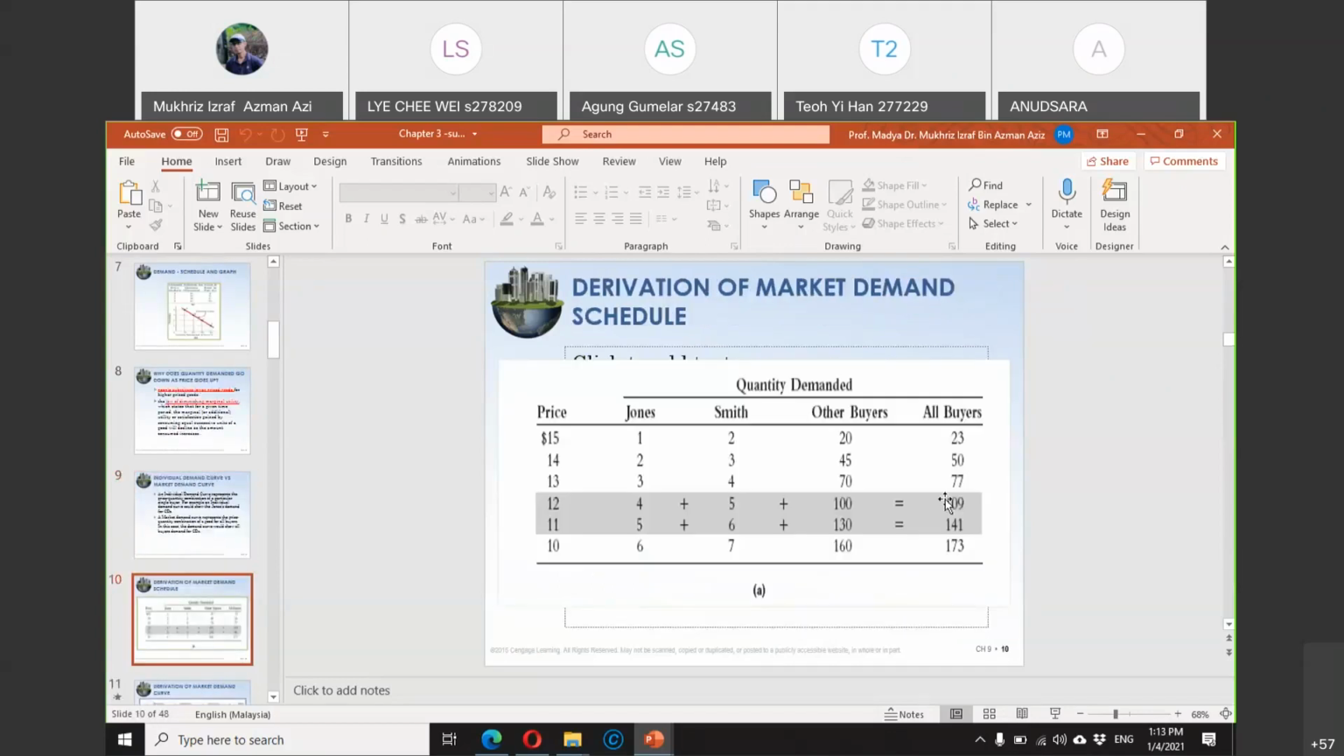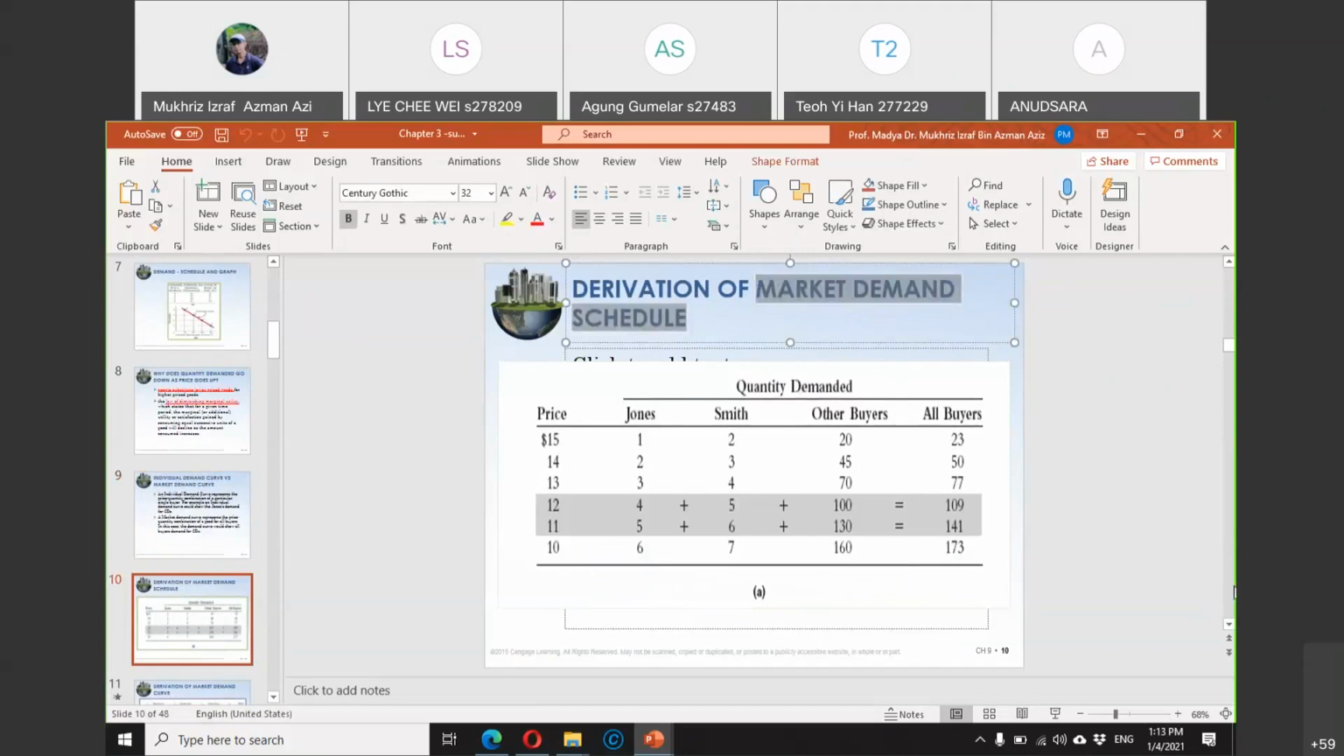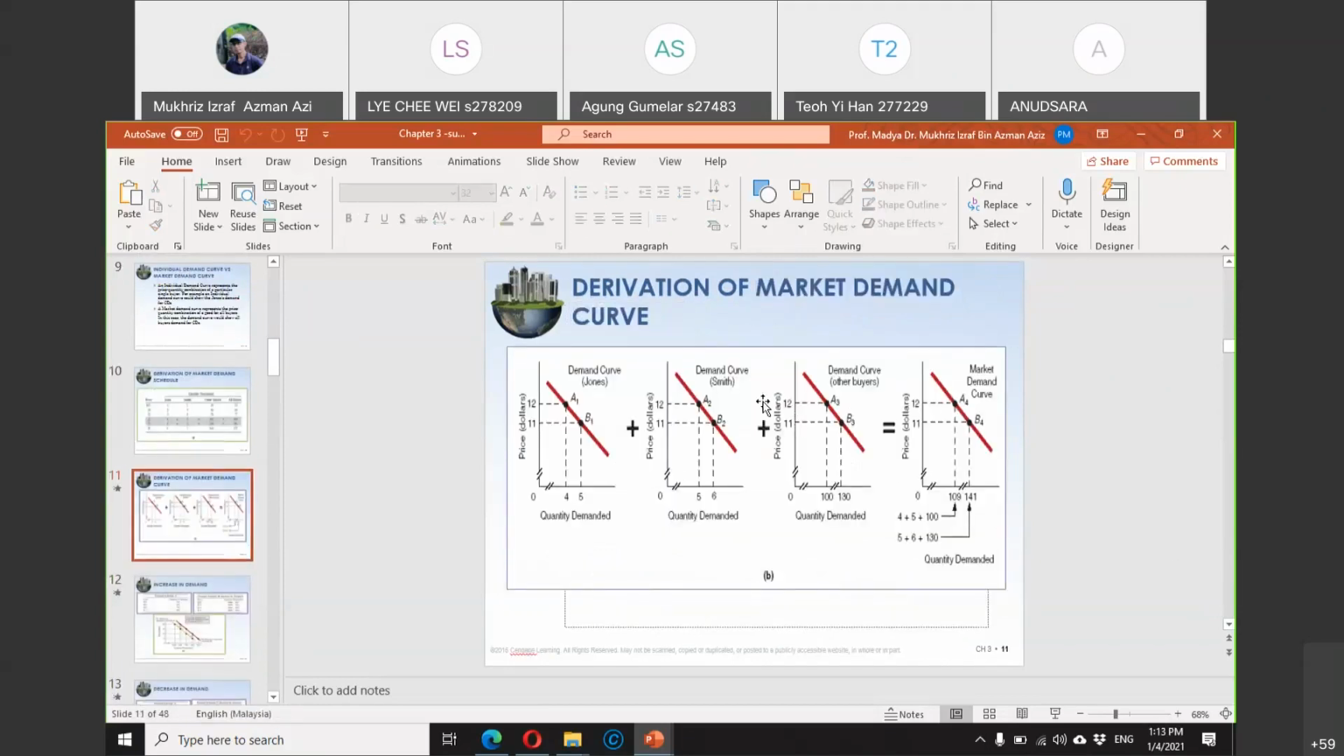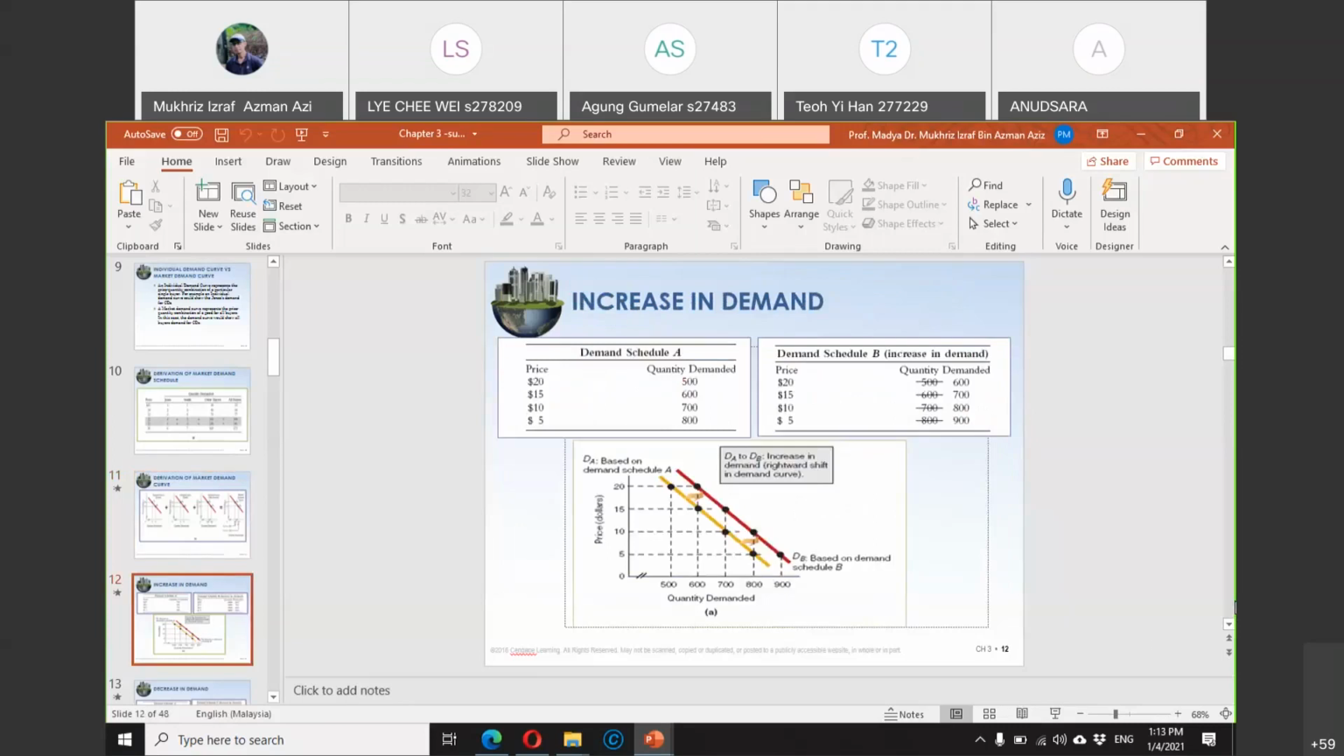And then how do you arrive at the market demand? By adding all the individual demand at the same price, you're going to get the total quantity demanded for all of the customers, the buyers at that particular price. So that is how you arrive at the market demand schedule. And then you get the market demand curve by adding all individual demand.